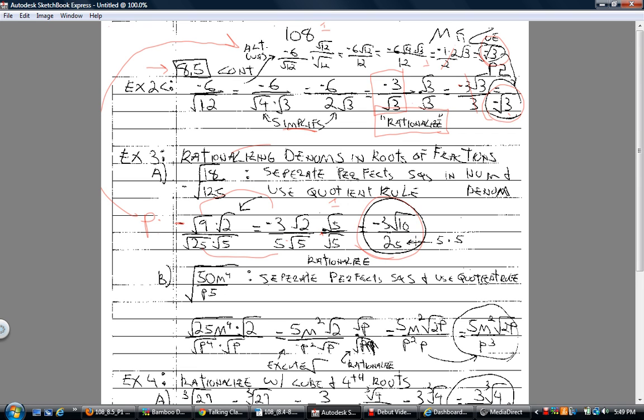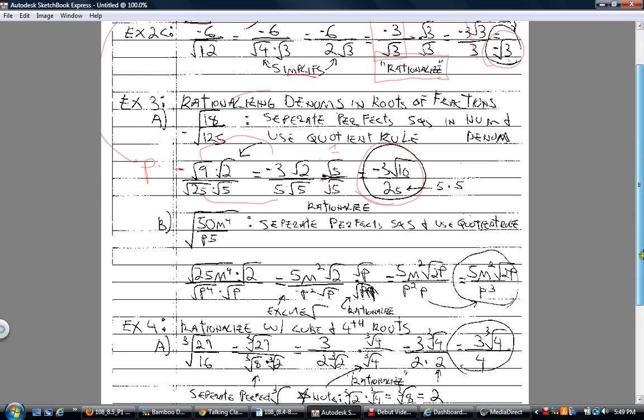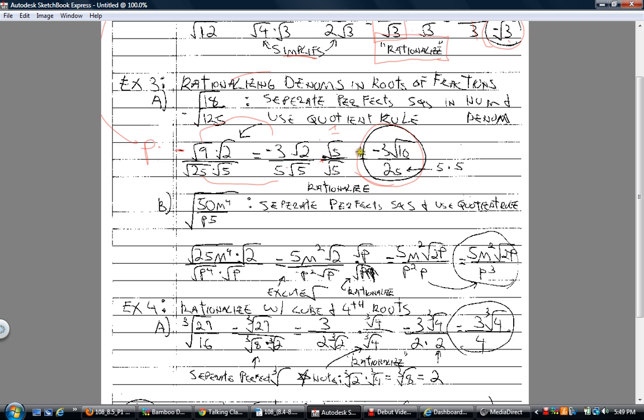Okay, let's try 3B. What do we got? Move down just a little bit here. Looking at 3B, it says the square root. I see fractions. You see it broken apart as you separate the numerator and denominator radicals. Square root of 50 can be broken down into square root of 25, square root of m to the 4th. Okay, p to the 5th, I'm going to break down into square root of p to the 4 times p, square root of p to the 1st.